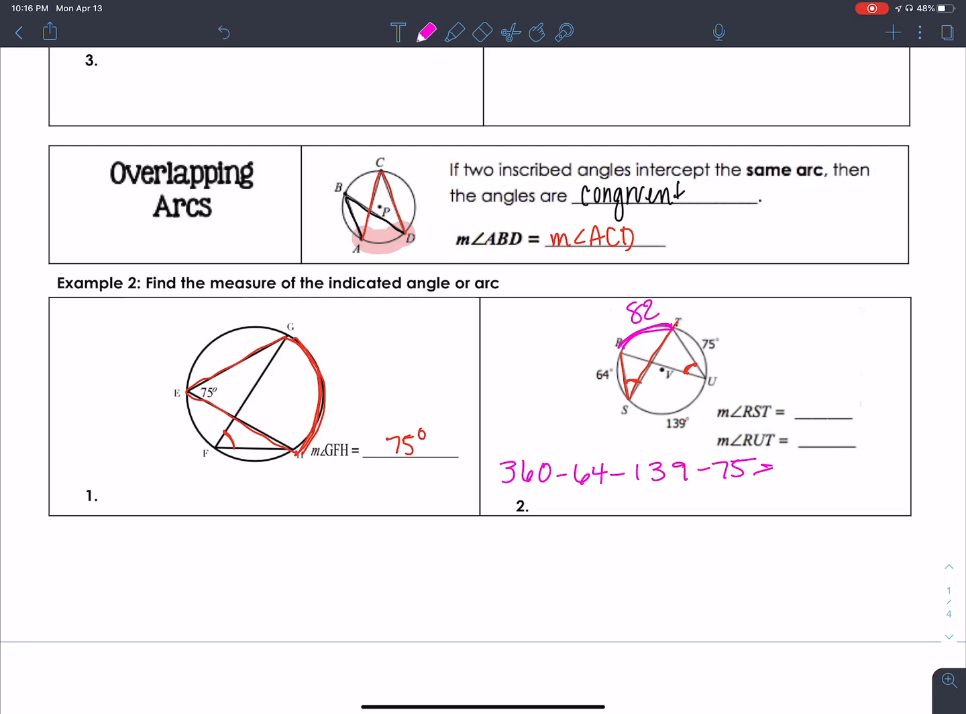Okay, that's the arc. To go from arc to angle, I divide by 2. So arc to angle, you divide by 2. So that gives me 41. Okay, so this is arc RT, and both of these angles are 41. Okay?